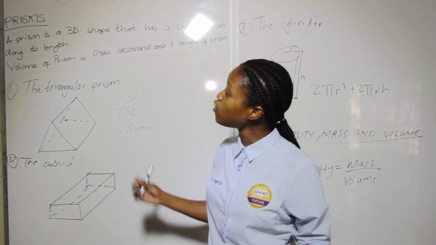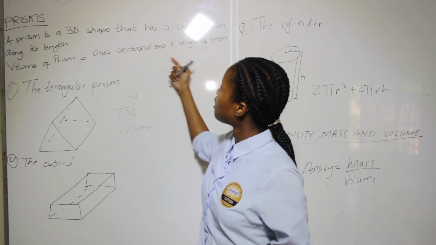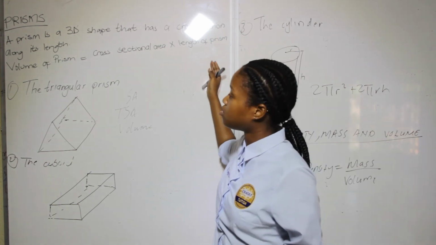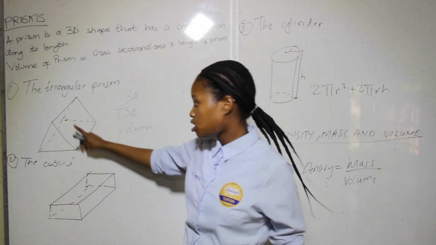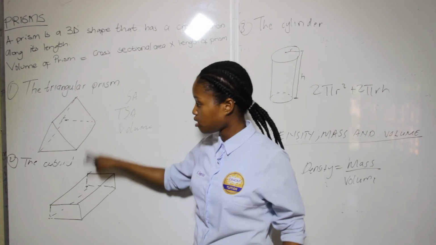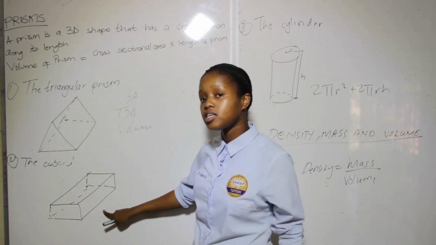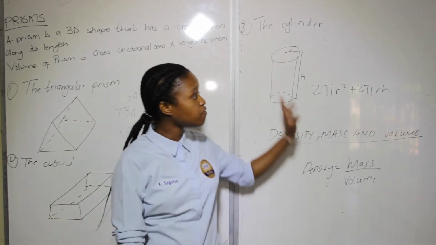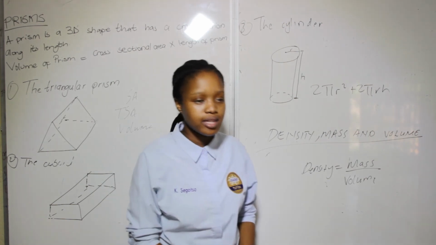So the volume of the prisms is always the same. It's always cross-sectional area multiplied by the length of a prism. In this case, it's going to be the area of a triangle multiplied by the length, the area of a rectangle multiplied by the length, the area of a circle multiplied by the length. So I hope you got that.